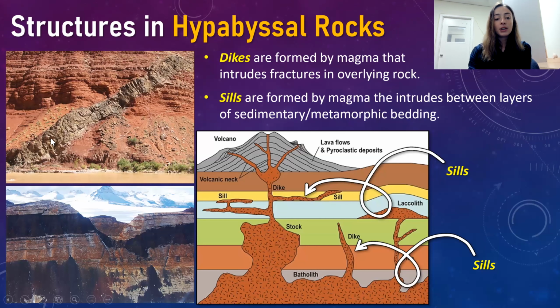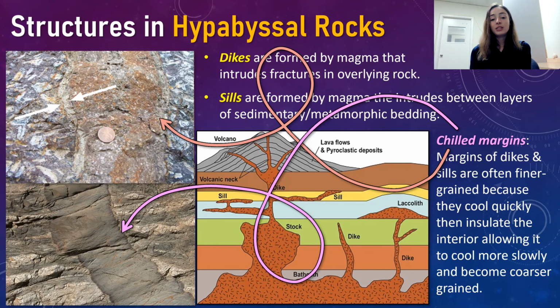We can see examples of a dike in this upper left figure going kind of diagonally, but it is going across bedding, so you know it's a dike. And we can see an example of a huge sill down here going in between bedding planes in this bottom left image. And something associated with a lot of dikes or sills is called chilled margins. The margins of dikes and sills often cool and solidify into finer grained material because they cool more quickly and insulate the inner material, allowing it to cool a little bit more slowly and become coarser grained than the outer edges of that dike or sill. And once again, this is called chilled margins.